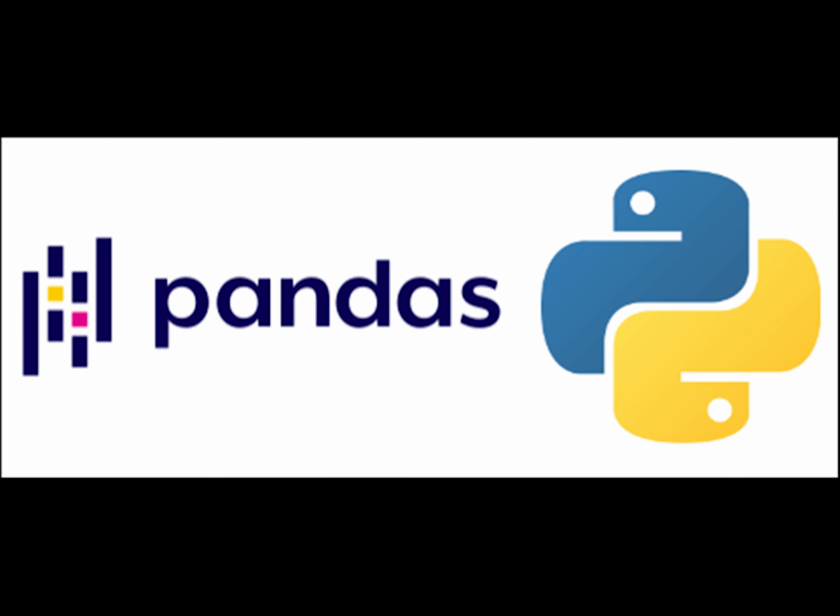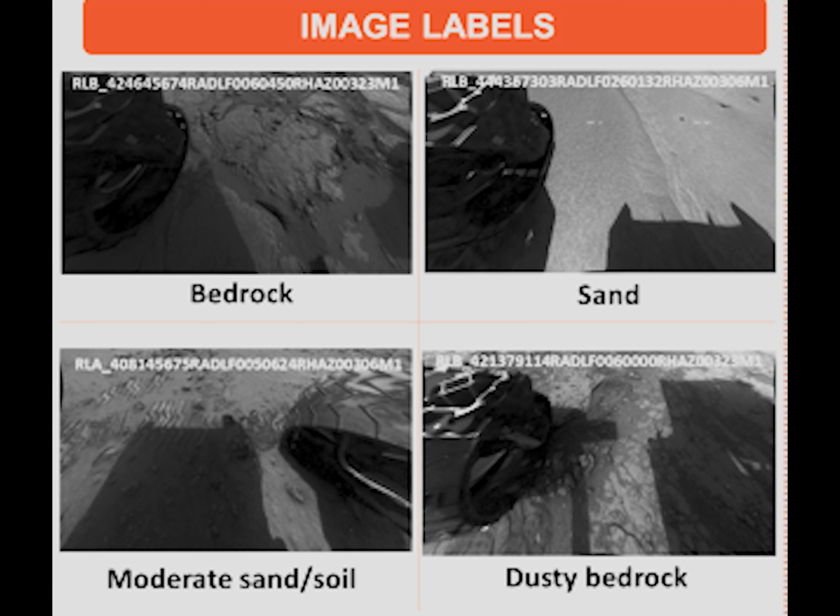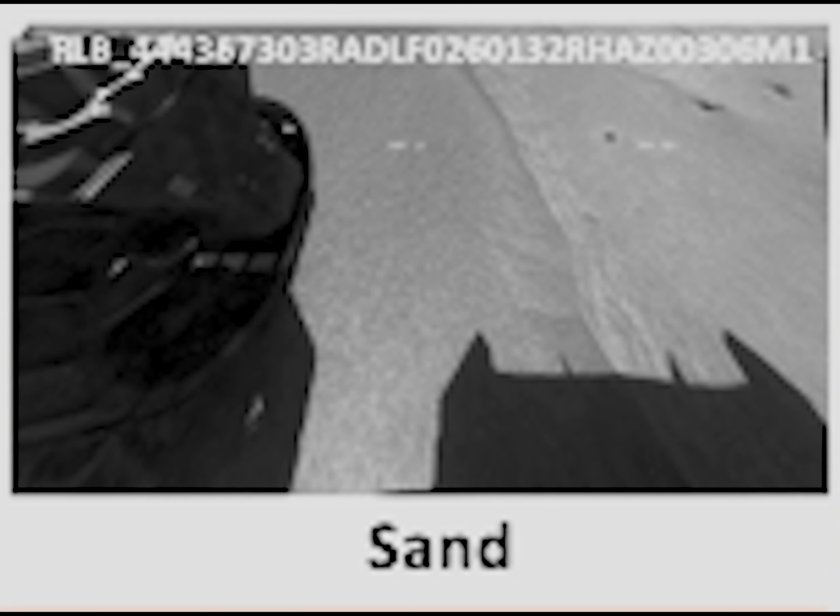I also constructed a data frame that contains the image metadata and labeling attributes, which will help in the model building process. Image data was collected for the first 1,500 sols of Curiosity's voyage, totaling over 10,000 images to be used for training and testing. The 4 types of image classes the models will be trained on are bedrock, sand, a sand-soil mixture, and dusty bedrock.